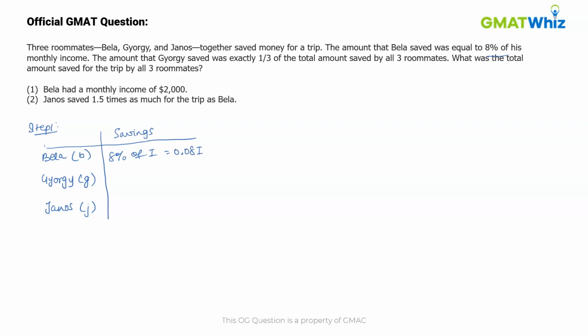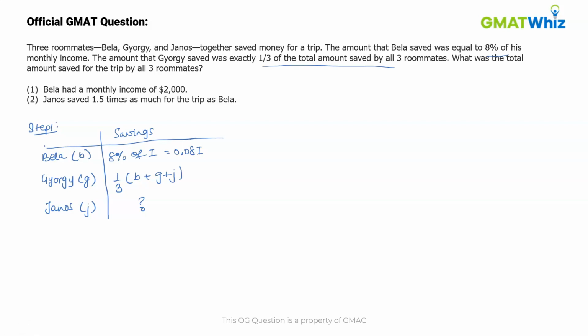It is also given that the amount that Gyorgy saved was exactly 1/3 of the total amount saved by all 3 roommates. So Gyorgy's savings can be written as 1/3 of B plus G plus J. And from the question we can see there is no information about the savings of Janos. So this is unknown. We have to find out what was the total amount saved for the trip by all the 3 roommates. Now this is all the information that we can infer from the question.